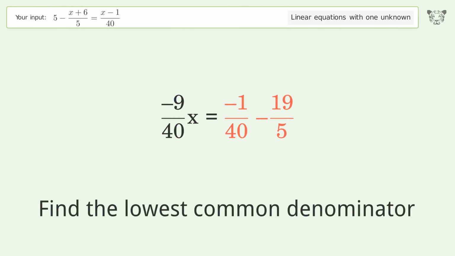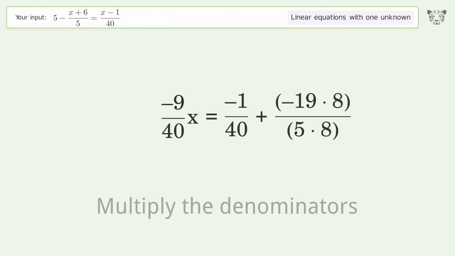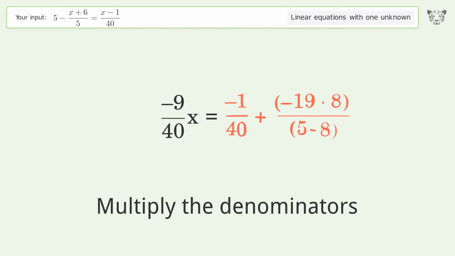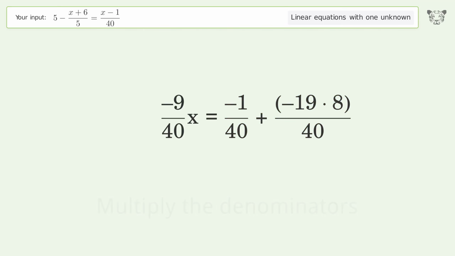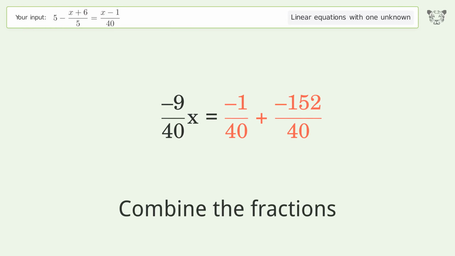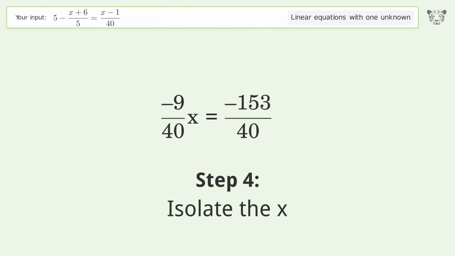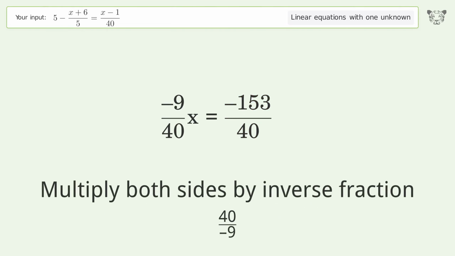Find the lowest common denominator. Multiply the denominators. Multiply the numerators. Combine the fractions. Combine the numerators. Isolate the x. Multiply both sides by inverse fraction 40 over -9.